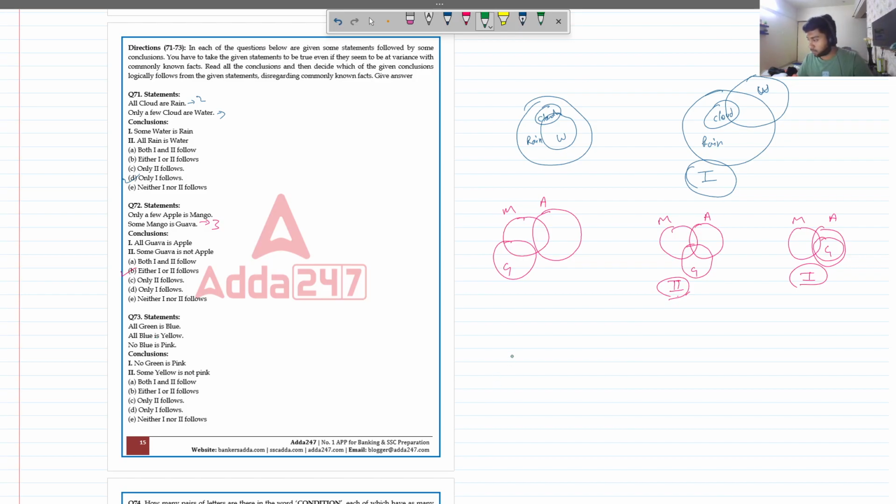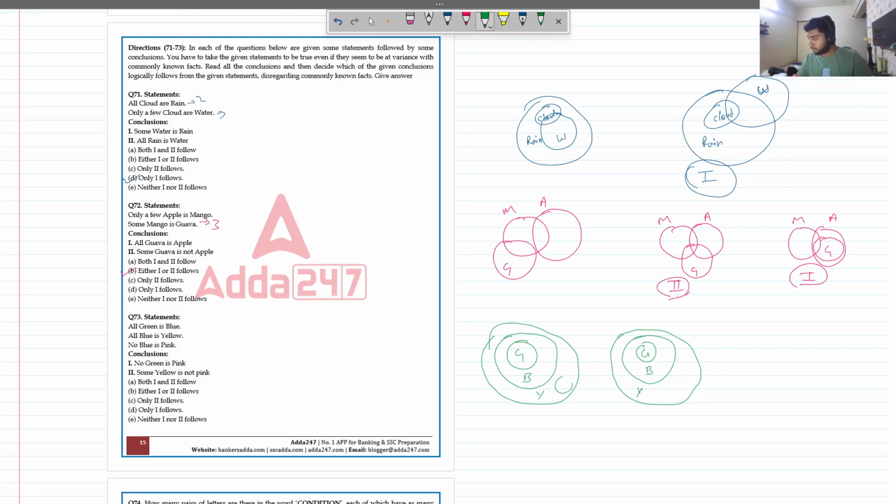All green is blue. So, green, all green is blue. I'll draw two diagrams for that. Green, blue, and all blue is yellow. Even for this, all blue is yellow, and no blue is pink. No blue is pink. So for this we can have two cases.